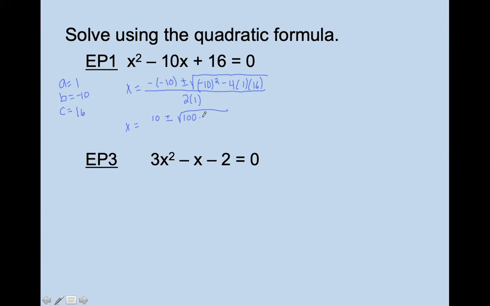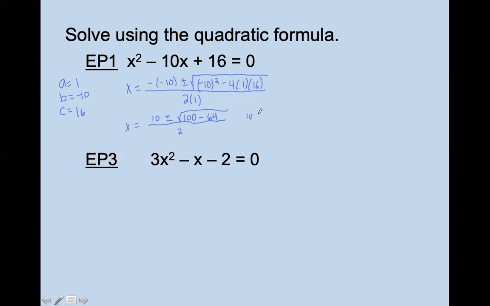All right, then I have minus 4 times 1 is 4 times 16. 4 times 16 is 64. And again, you can use your calculator. And then I still have my all over 2 times 1 is 2. All right, I keep going. I use my order of operations. All right, I have to work inside the square root first. It's like a big parentheses.